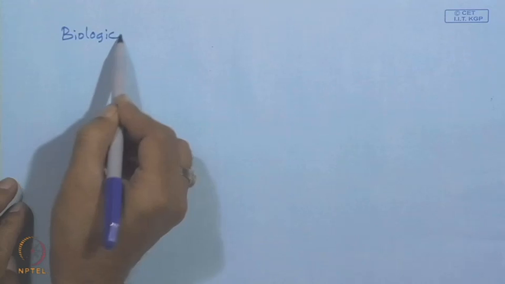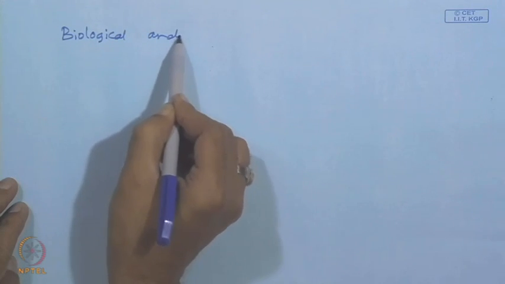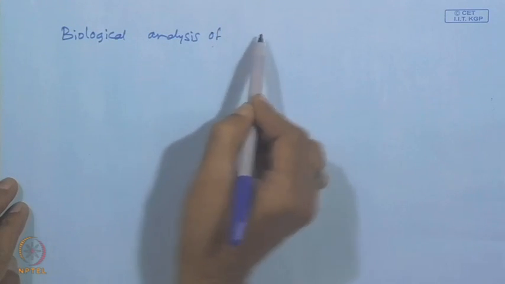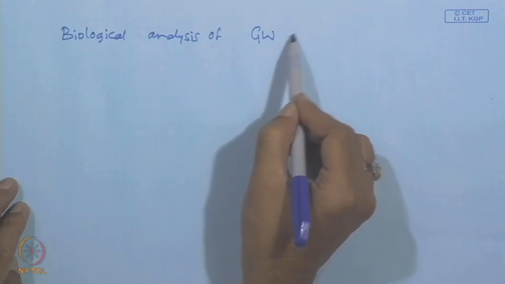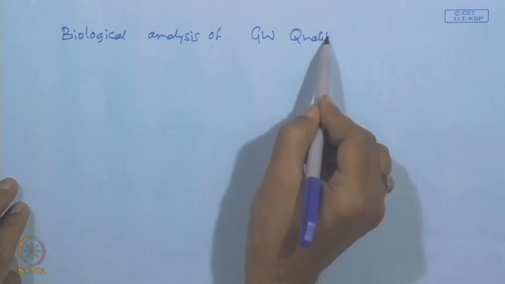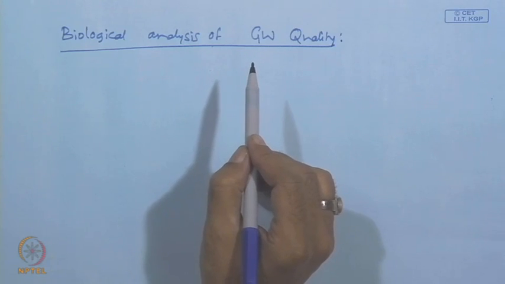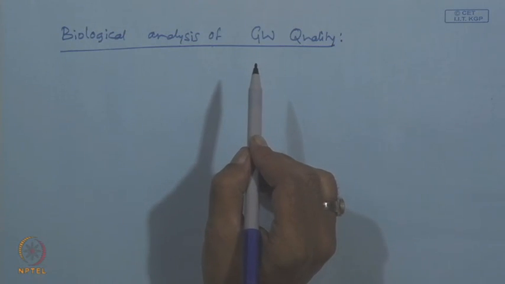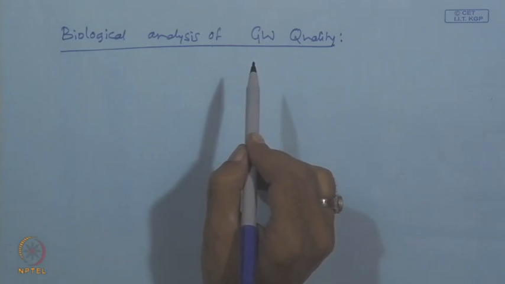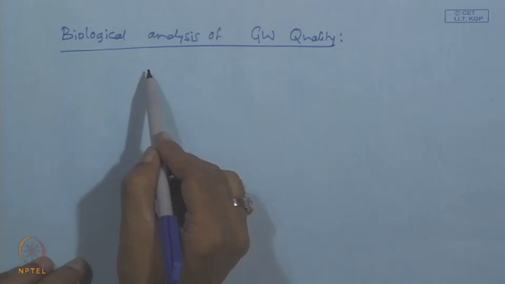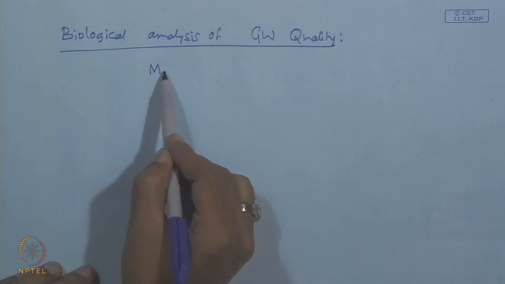Next, coming to the biological analysis of groundwater quality. Here we know that there is what is called the MPN, the most probable number.